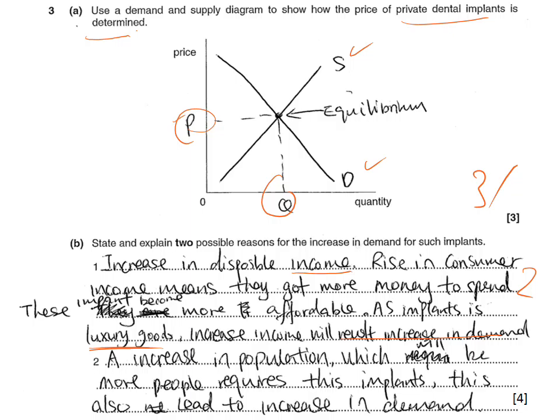This can all lead to an increase in demand. I think a word benefit of the doubt. I think talking about willingness and ability, that there will be more people willing and able, or more consumers willing and able, may just guarantee that mark.